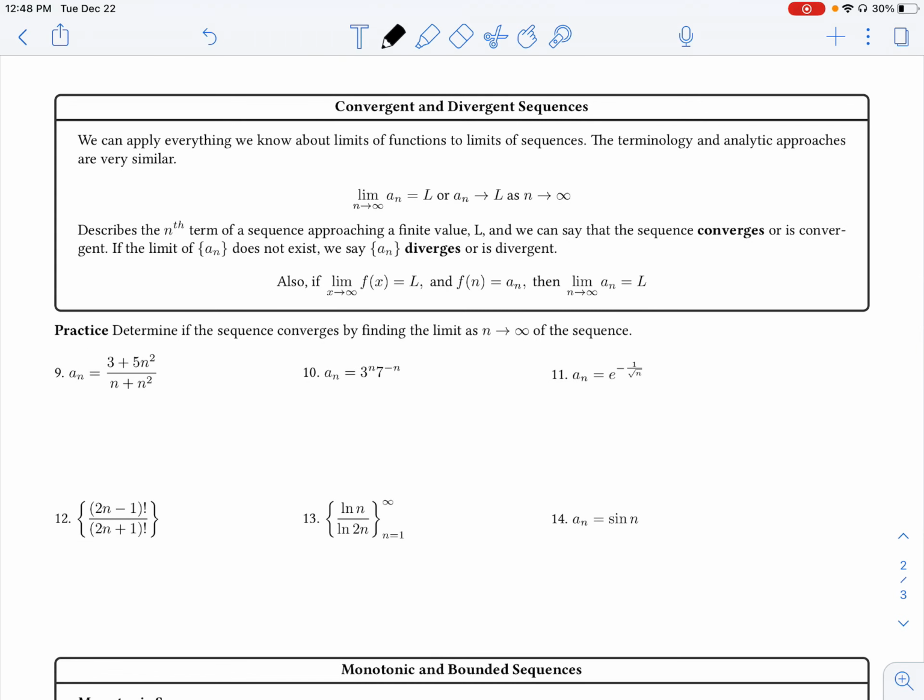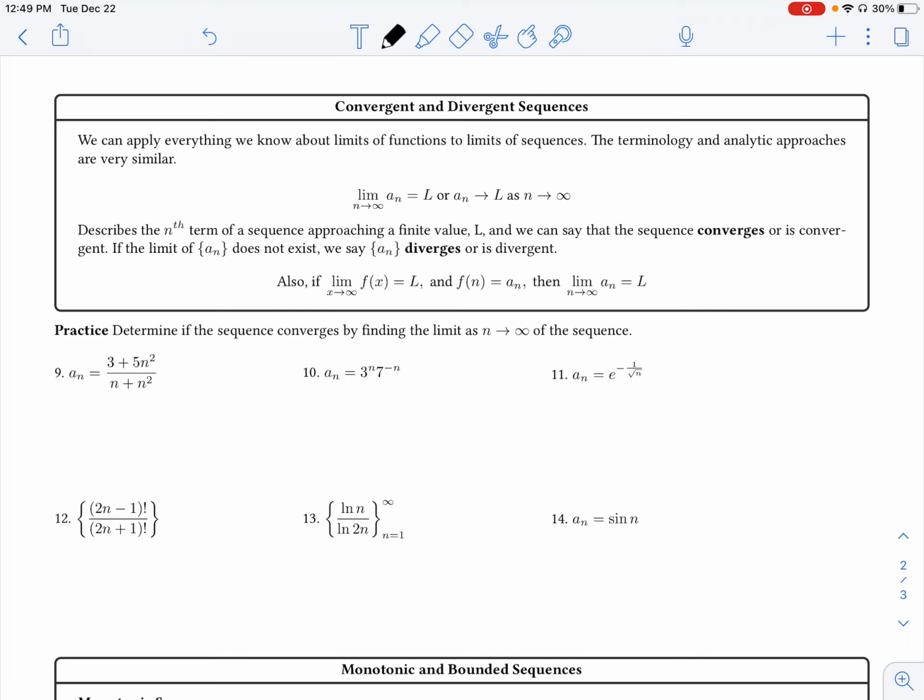So if we can think about sequences as functions, then everything that we know about limits of functions can be applied to sequences. And the terminology and the analytic approaches are going to be really similar. So we're going to practice finding the limits of a number of these sequences, and we're going to treat them as functions. And we're going to do that to see if these sequences actually do what we call converging.